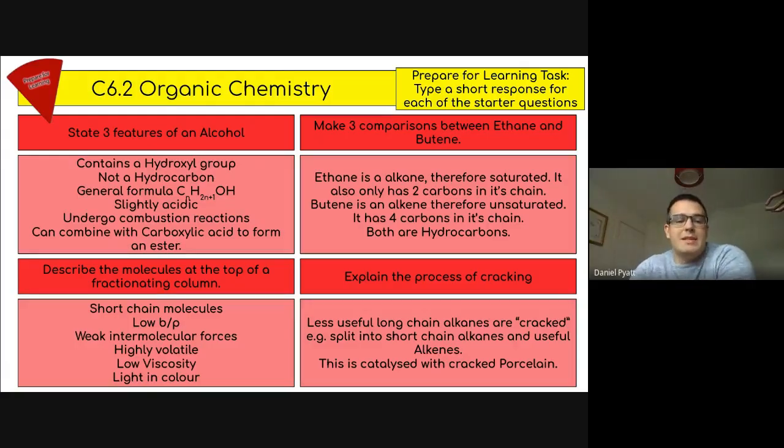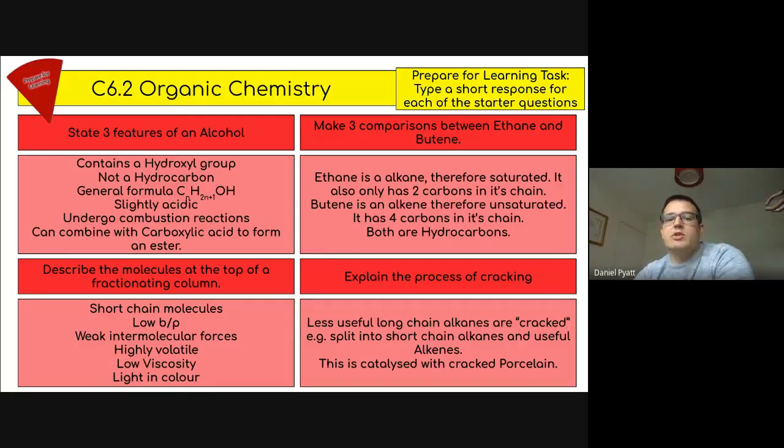The general formula is CnH2n+1OH. You could have said they are slightly acidic, and the reason they're slightly acidic is because of the OH, the hydrogen on the OH. Remember, acids donate hydrogens. So that hydrogen on the OH can be lost. So most alcohols are slightly acidic, but only slightly. They're usually weak acids. They can undergo combustion reactions, so they can be burnt. And the bit that we covered right at the end of last lesson is if you react an alcohol with a carboxylic acid, you can form an ester. We'll be talking more about that later.